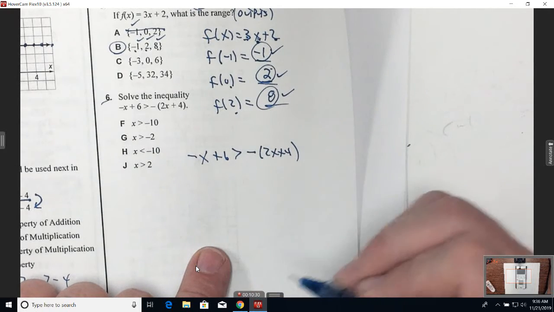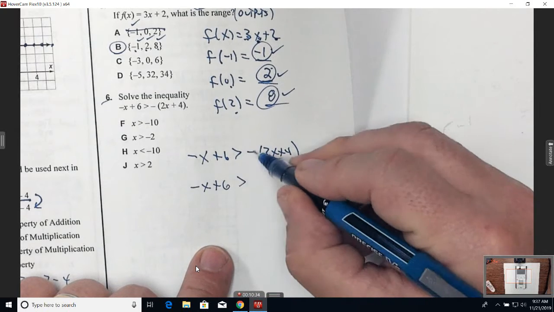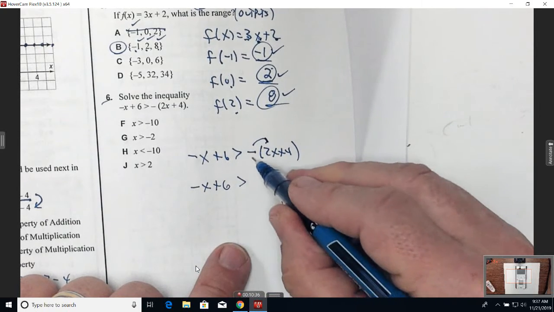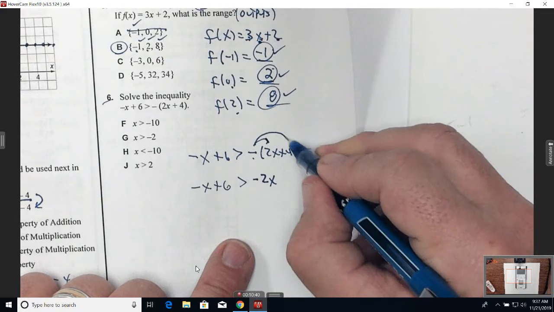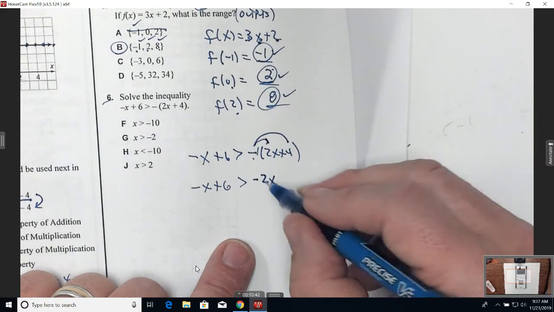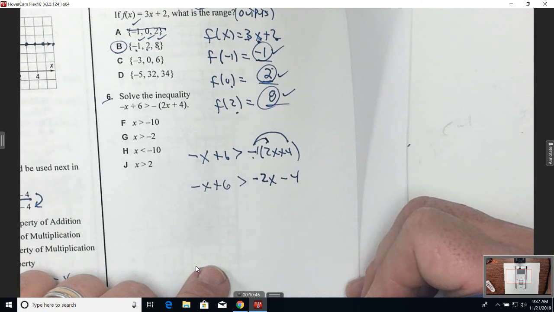So step one in solving this is to distribute. I have a negative 1 times a 2x, so that's a negative 2x. A negative times a positive. Same thing as a negative 1 times a positive 4 is a negative 4. All right, so I've distributed.